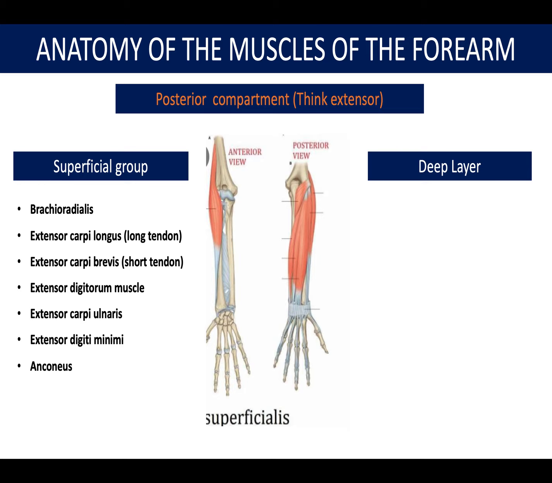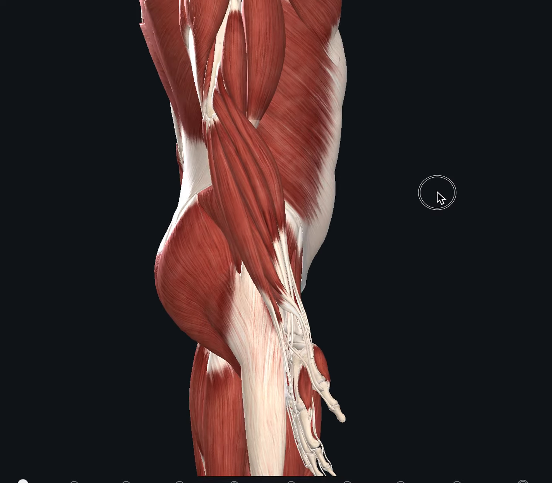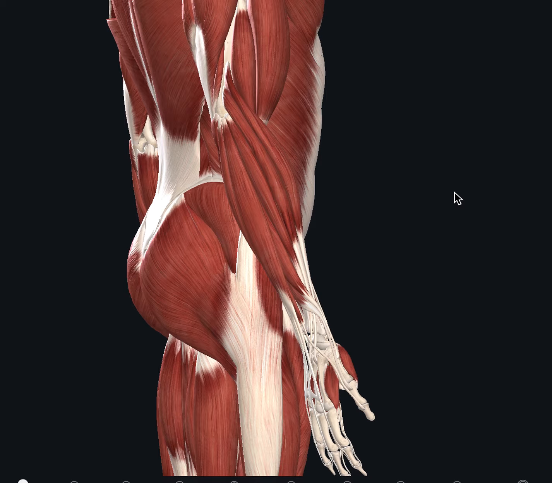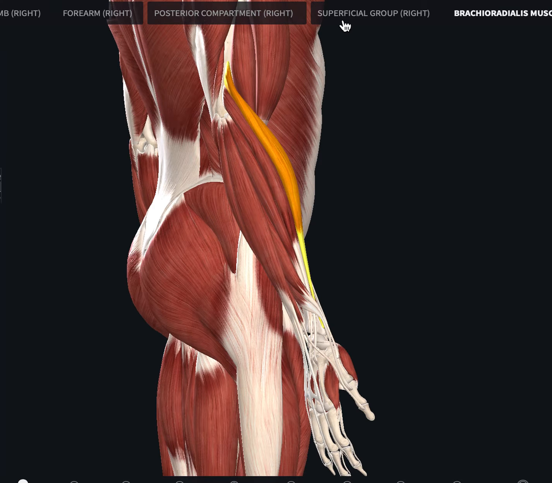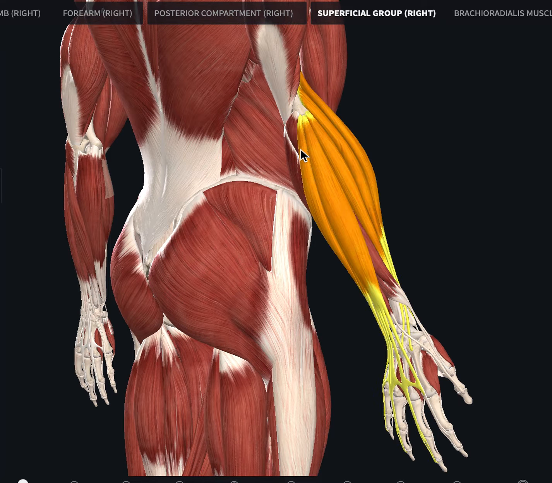Now we're going to look into the superficial group of the posterior compartment in the 3D anatomy model. This is provided by Complete Anatomy 3D Model. You can download it off the Mac App Store or even the Play Store. So now the superficial group is represented here. All of these muscles, highlighted in orange, represent the superficial group.